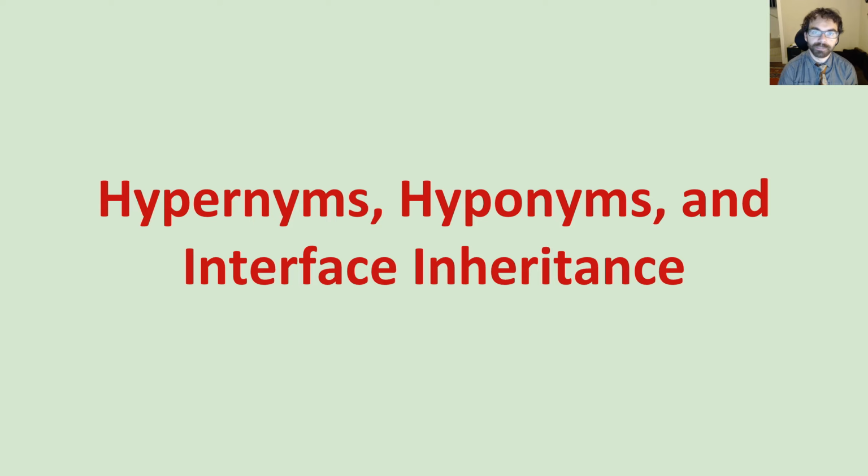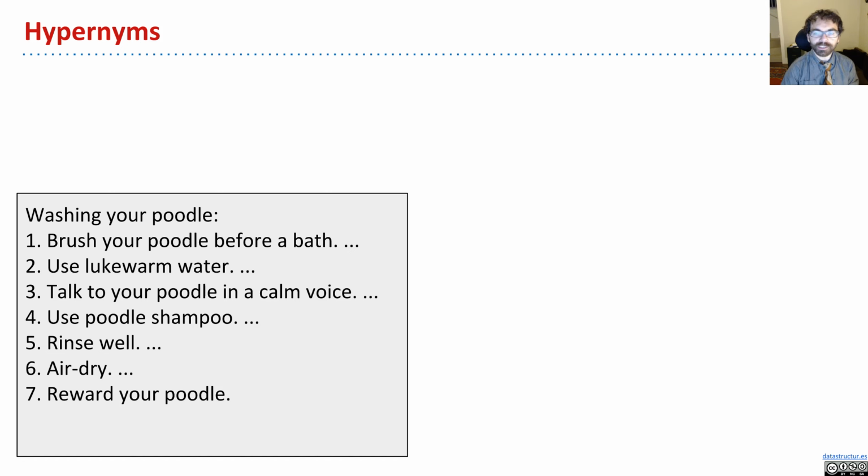Something similar pops up in English, actually. So let's do a little grammar lesson. Imagine you have directions for how to clean a poodle. So step 1 might be brush your poodle before a bath. 2, use lukewarm water. 3, talk to your poodle in a calm voice. 4, use poodle shampoo. 5, rinse well. 6, air dry. 7, reward your poodle.